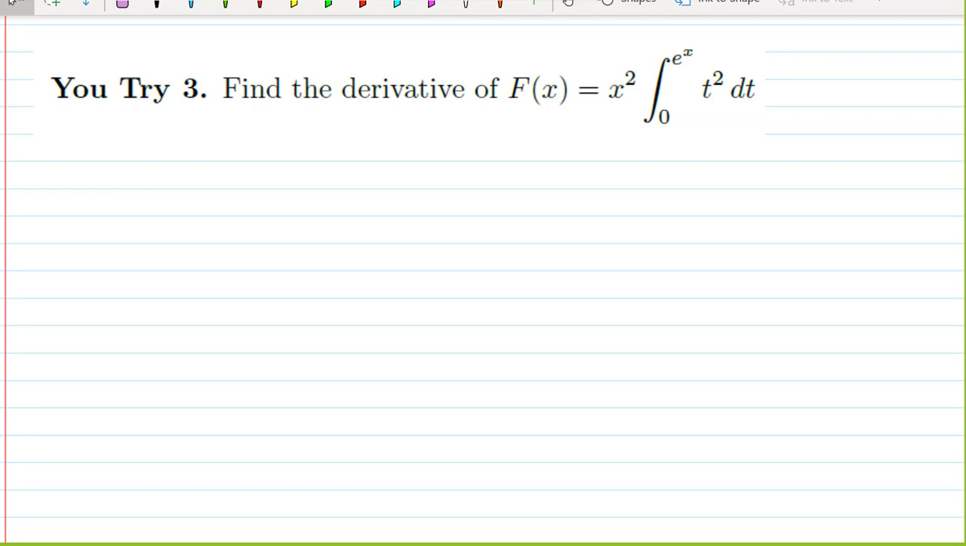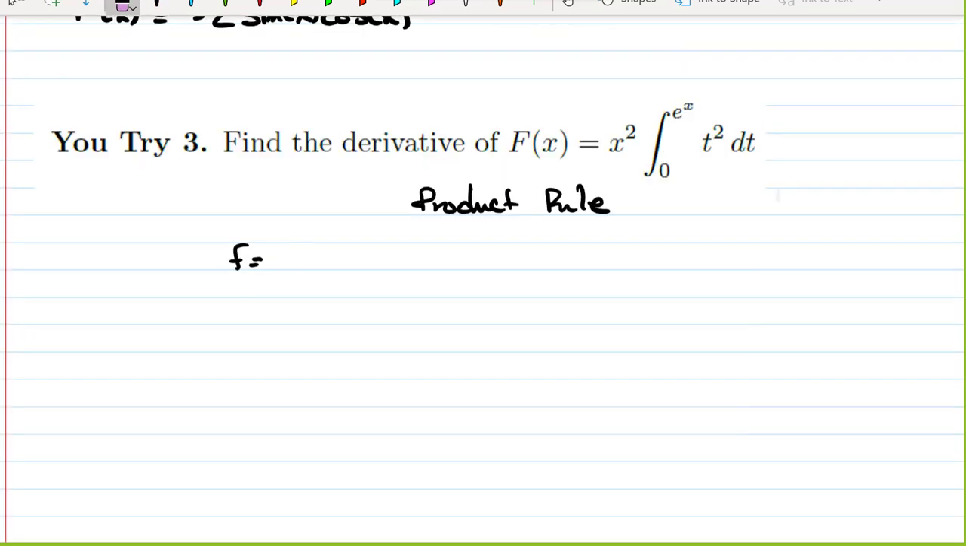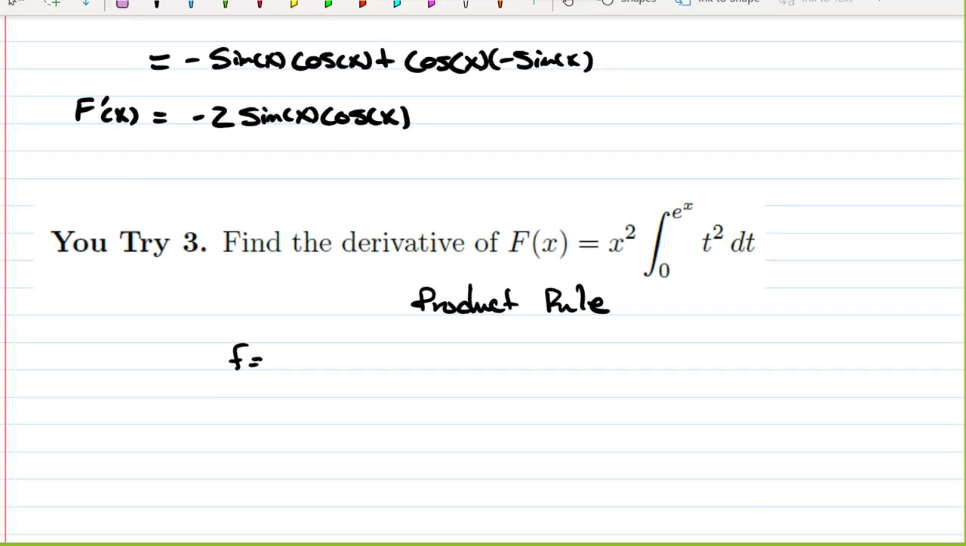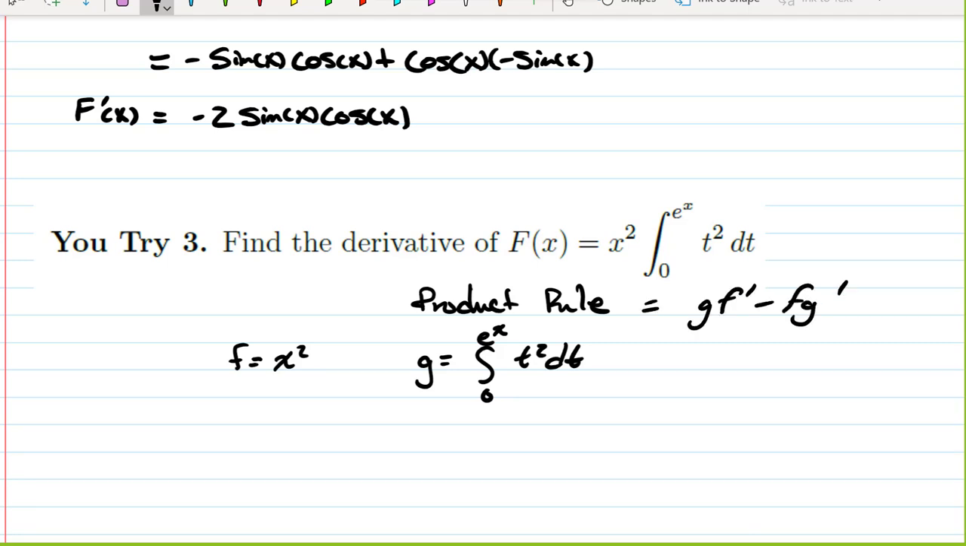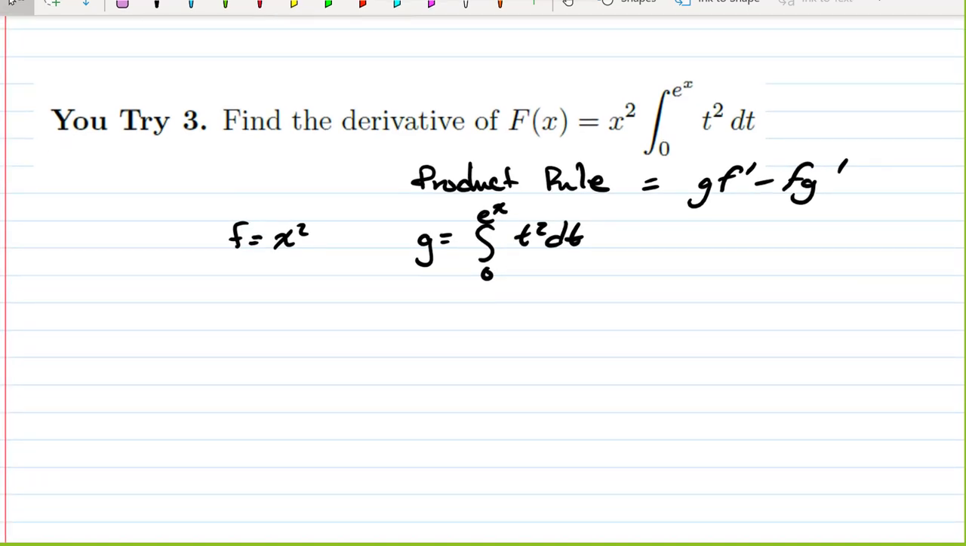All right, so to use this example, we're going to need to use the product rule. And in our product rule, we're going to have little f is x squared and g is going to be the integral from 0 to e to the x of t squared dt. And the product rule is g f prime minus f g prime. So we need to know our derivative. So the derivative of f is easy, that's 2x.